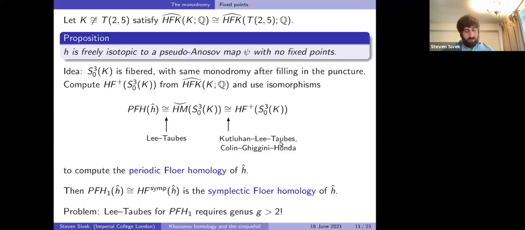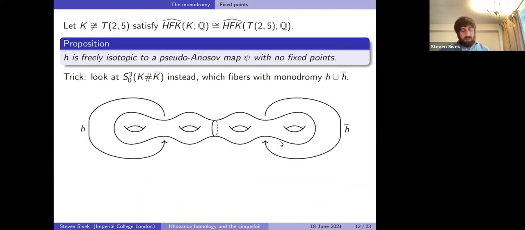There's a problem though, which is really unfortunate. When I write PFH sub 1, I mean that periodic Floer homology is generated by periodic points of this map H, and we're just looking at the part generated by fixed points. And invoking this isomorphism here, there's some monotonicity condition that actually requires the genus to be at least 2. And we're in the case where it's actually 2. So you sort of throw your hands up at this point and say, what am I supposed to do?